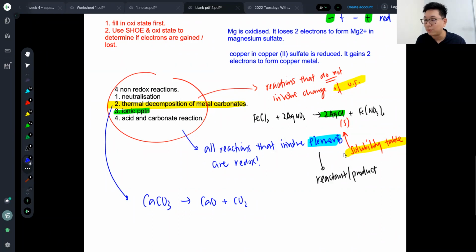Element, as in charge of zero and solid. It doesn't have to be solid. An element can be a gas as well. So what is an element?